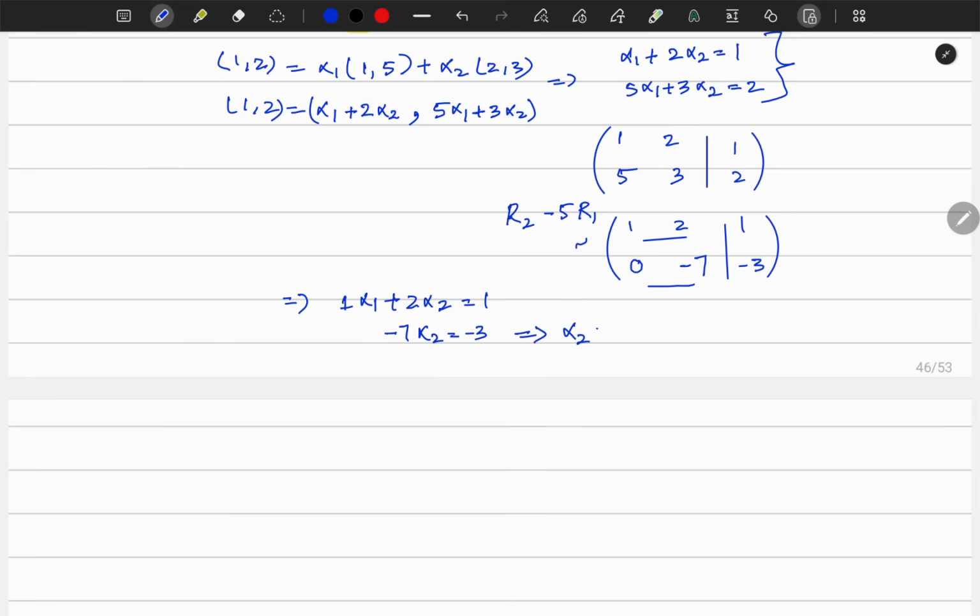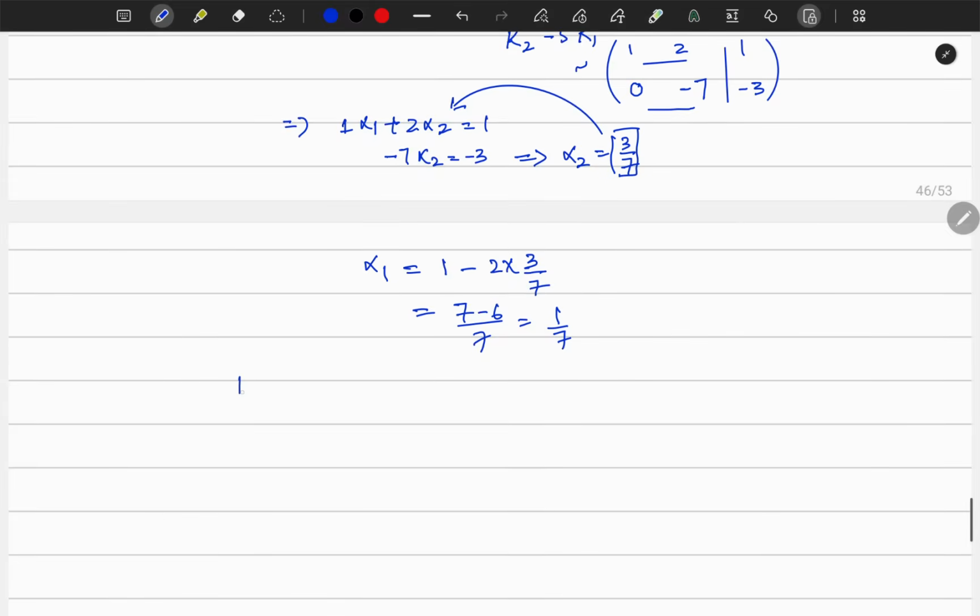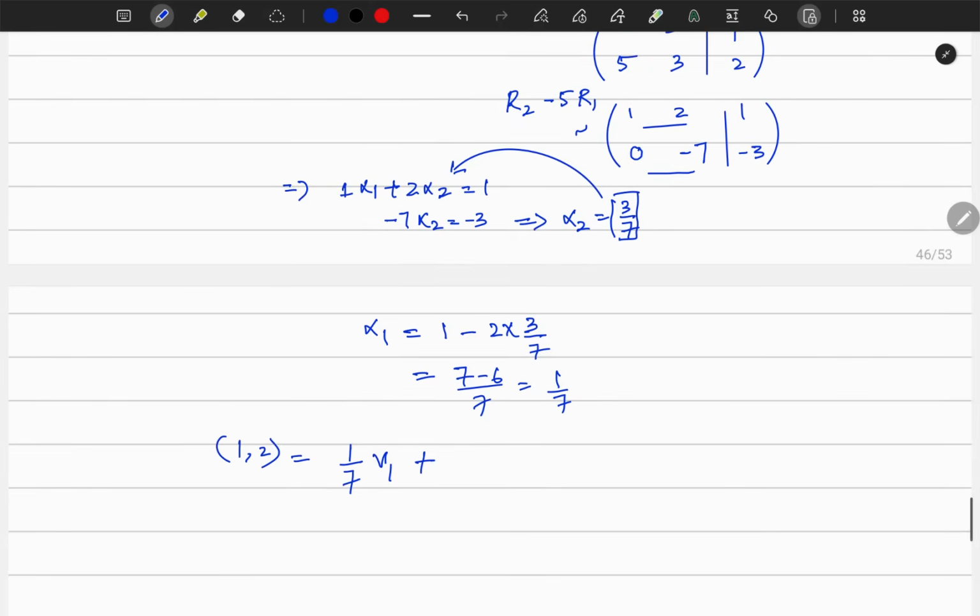So आपका alpha 2 किसके बराबर आ गया, 3/7. तो उसको यहाँ पे पुट करना है, तो आपको क्या आ गया, alpha 1 is equal to 1 minus 2 times 3/7. तो क्या आ गया, 7 minus 6 over 7, that is 1/7. तो आपका जो 1 comma 2 है, that's what v can be written as 1/7 v1 plus 3/7 v2. ठीक है, तो आपने जो v आपका दिया गया था, तो आपने उसको एज अ लीनियर कॉम्बिनेशन लिखा और अल्फा 1 अल्फा 2 का आंसर देख लिया.